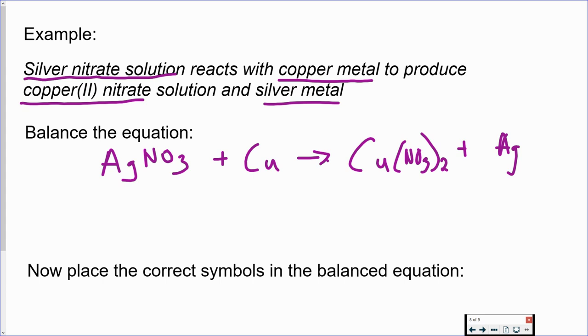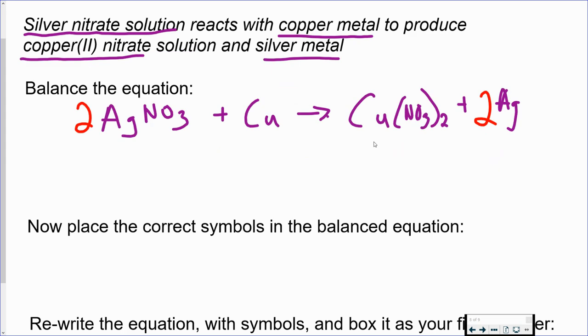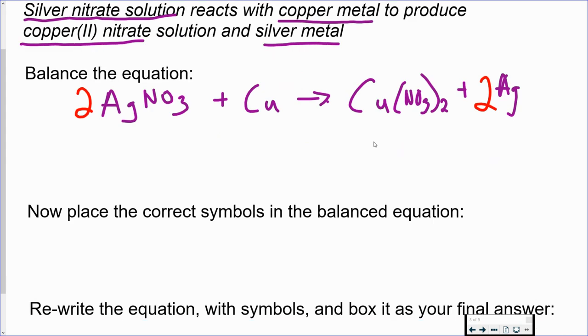So I have all my formulas written out. Now it is time to balance. I noticed right away that the copper 2 nitrate is the most complex. In order to balance, I need 2 NO3s on the left-hand side. So I put a 2 here, which leads to 2 Ags, meaning I need a 2 on the right. At that point, you have a balanced chemical equation.